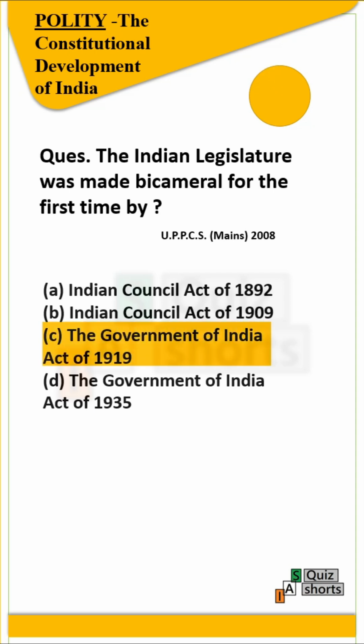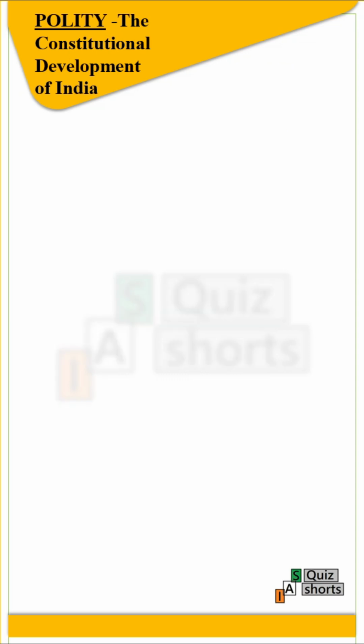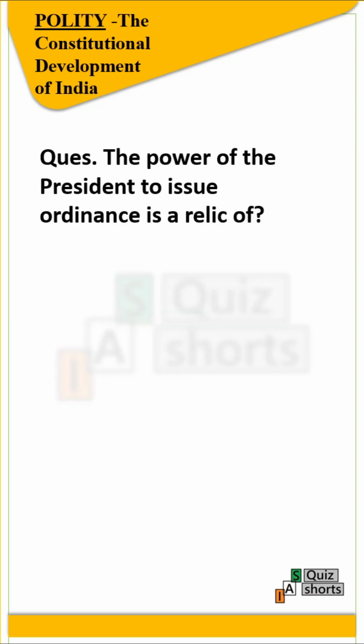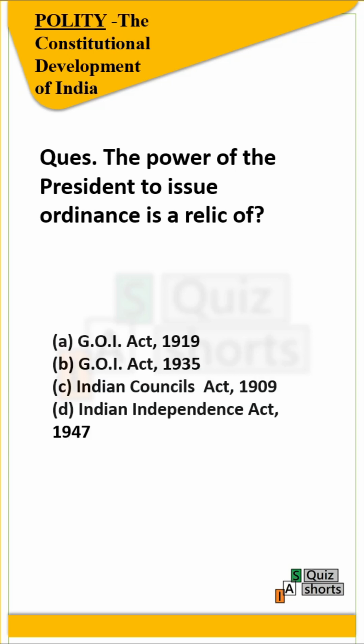Answer is option C. Government of India Act of 1919. Question. The power of the President to issue ordinance is a relic of A. Government of India Act 1919. B. Government of India Act 1935. C. Indian Councils Act 1909. D. Indian Independence Act 1947.